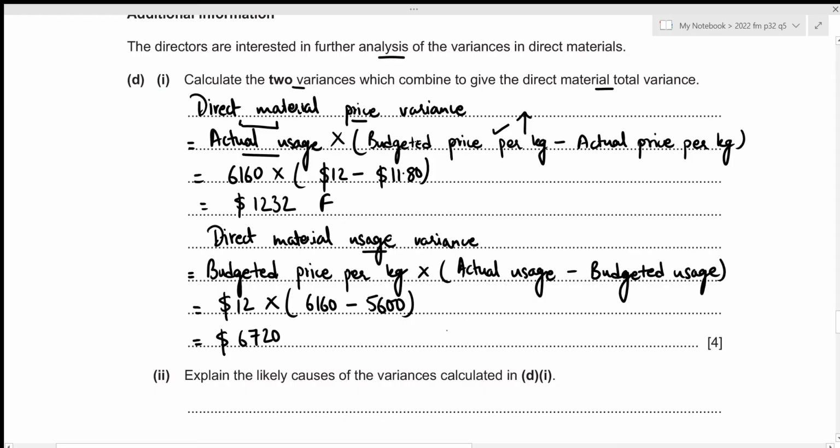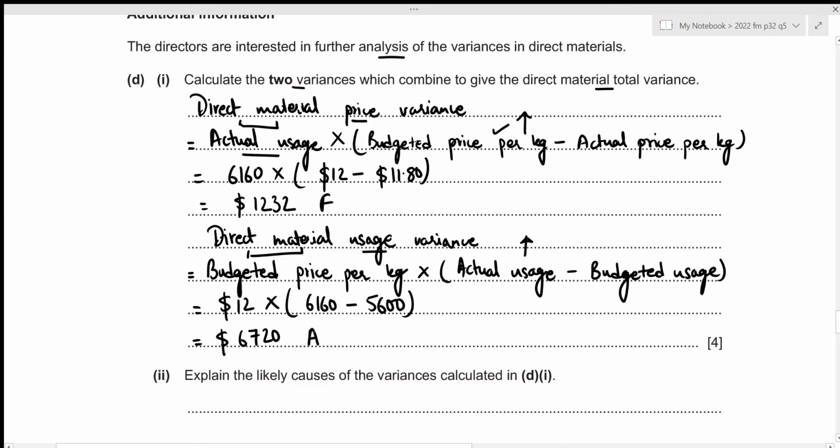And now we need to figure out if this is an adverse one or a favorable one. Again, we're talking about direct material, which is a cost, which means that we require our actual uses to be lower than the budgeted one. But in this case, our actual uses is higher than the budgeted one, which results in this direct material uses variance to be an adverse one.